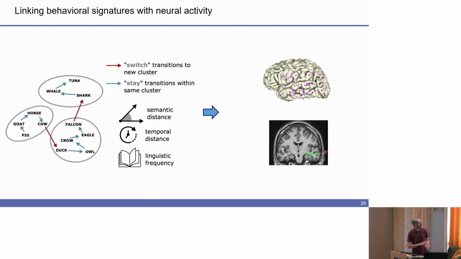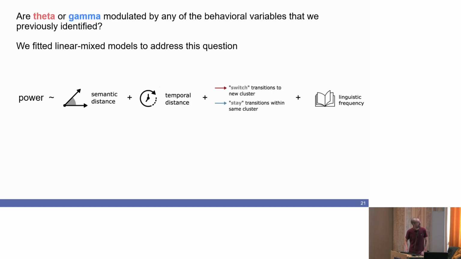So going back to the behavioral data, we have shown before that we have 4 behavioral predictors of interest: the switching behavior, the semantic distance, the temporal distance, and the linguistic frequency. And we can use these to see whether the neural activity in the hippocampus is predicted by any of these behavioral variables. And specifically, we looked directly at theta and gamma, and we used a linear mixed model to address this question.